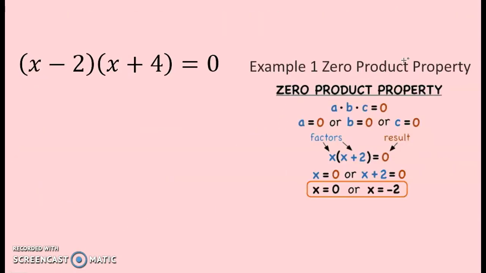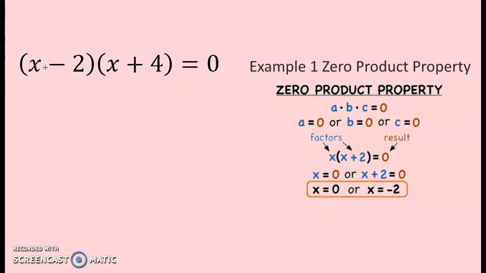Example 1. Zero product property. So let's go over the zero product property. If we have factors that multiply together and equal 0, that means that one or more of those factors must equal 0. For example, if we have x times (x plus 2) equals 0, we either have the first factor x equals 0, or the second factor x plus 2 equals 0. So our solutions could be x equals 0 or x equals -2.